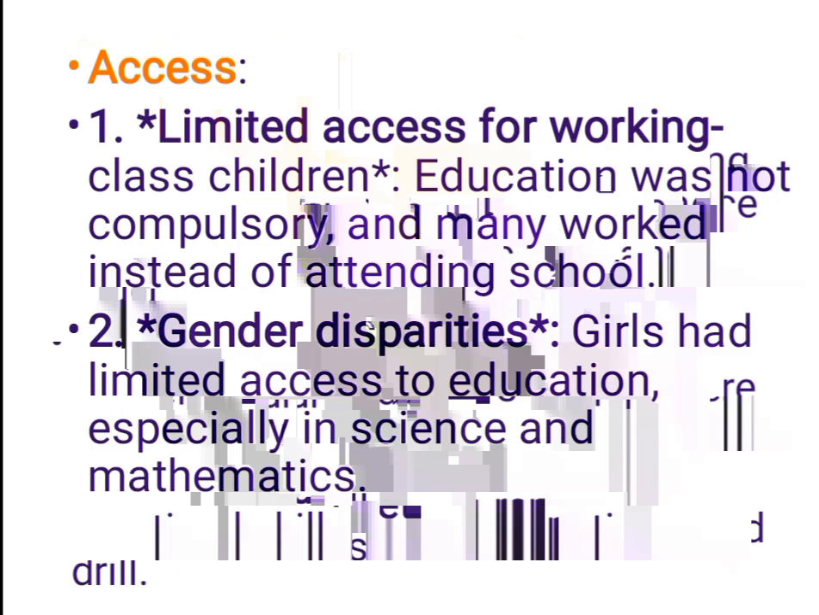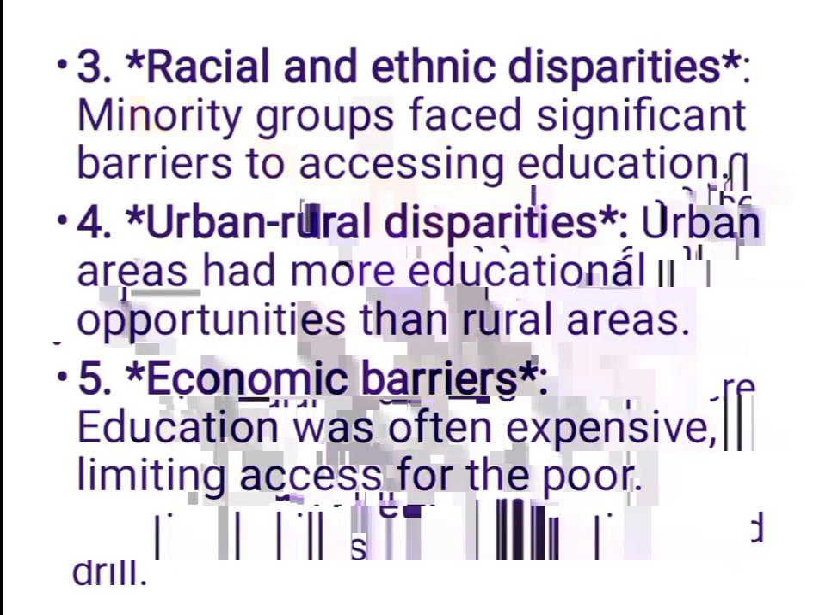Then gender disparities. Girls had limited access to education, especially in science and mathematics. Racial and ethnic disparities. Minority groups faced significant barriers to accessing education, like those people that were minority and also the rural people. The urban and rural disparity. Urban areas had more education opportunities than the rural areas, because in the rural areas there were no industries, so there was no need for this education to be common. Then economic barriers. Education was often expensive, limiting access for poor people.